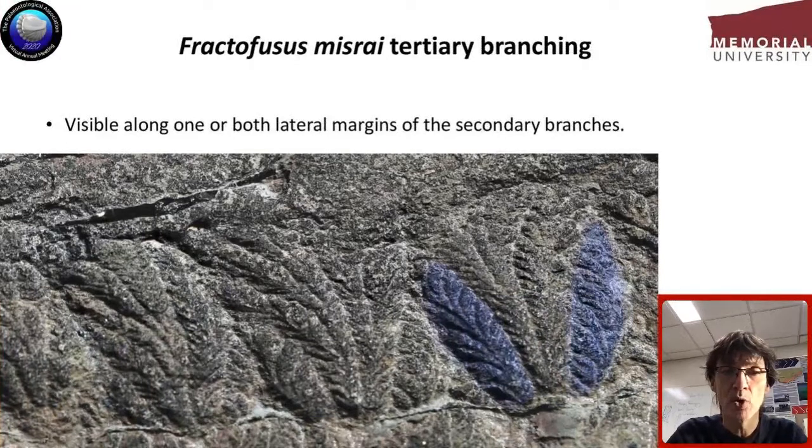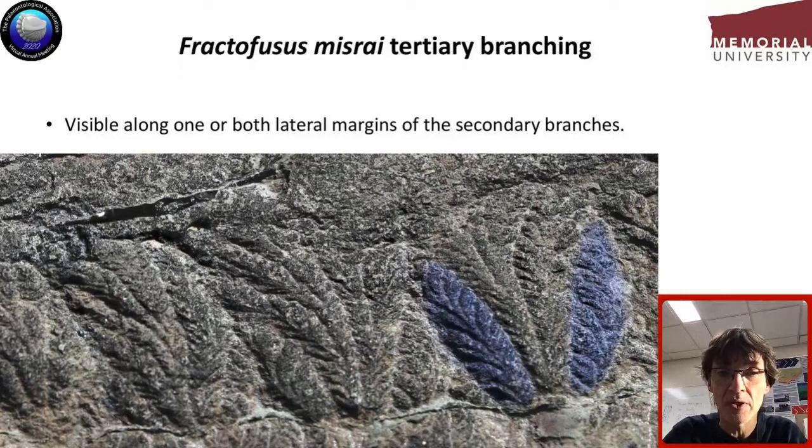If we look slightly more closely, we can see that tertiary branching is found as well. In fact, what we've done here is I've colored in two of the subsidiary branches just to show a comparison. The subsidiary branch on the left, we can see on both the left and the right margins, there are very clear traces of the tertiary branching visible.